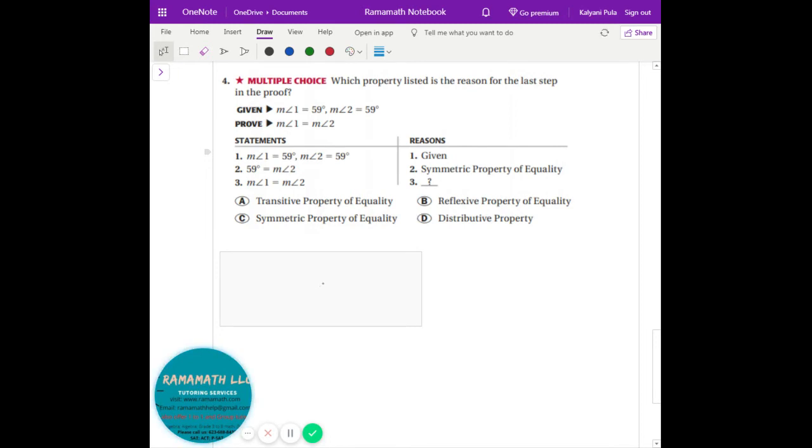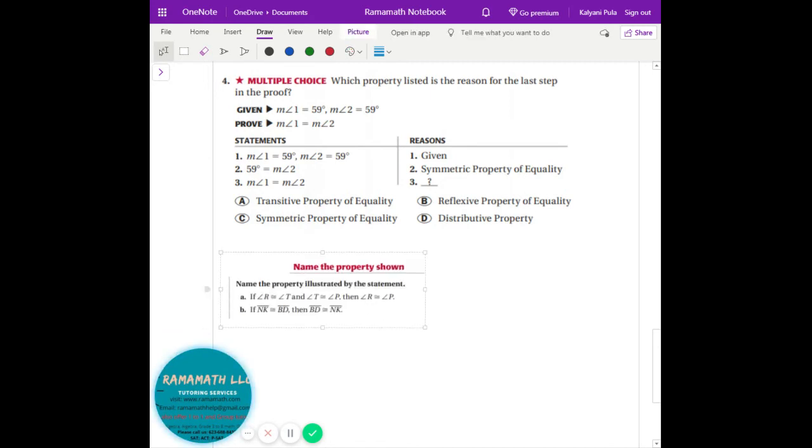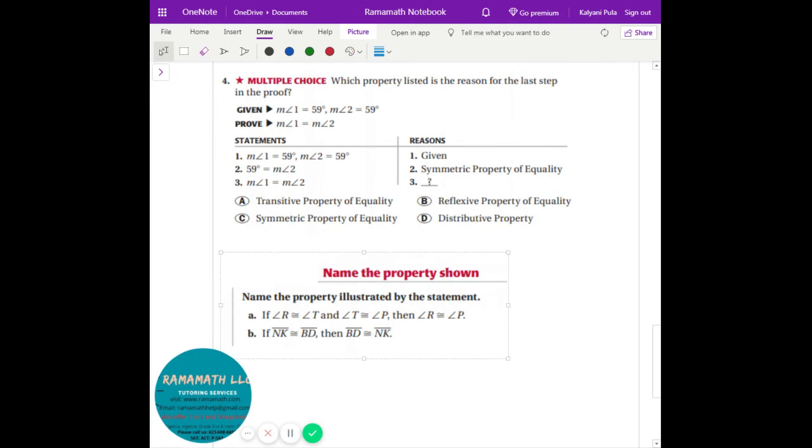Now let's look at the next question. You need to tell what property is applied for number 1 and what property is applied for number 2. Look at it and think. The first one is transitive, because R equals T and T equals P, then R equals P. Transitive, that's good. Let's try the next one. That is correct: symmetric property.